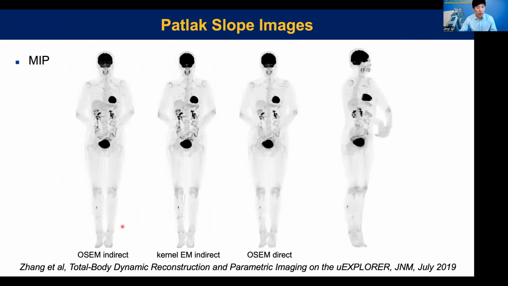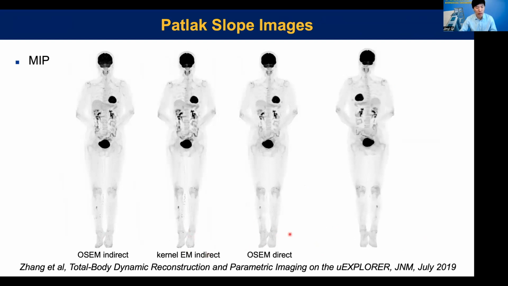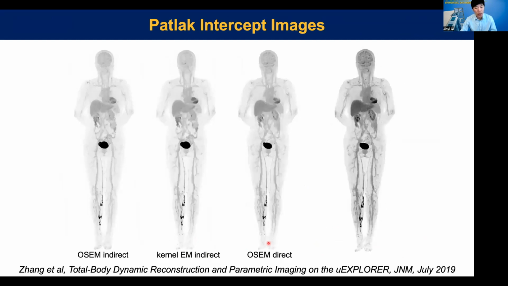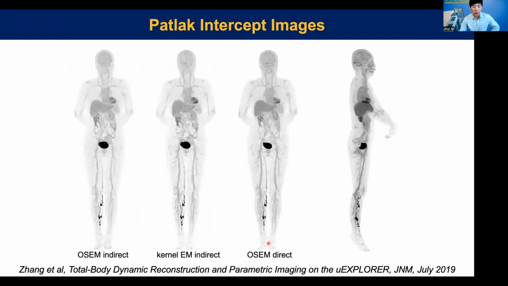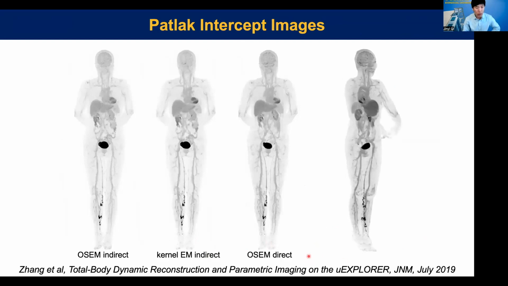We did this for the total-body PET. Here we have the kernel-regularized indirect reconstruction, and then this is an OSEM direct reconstruction for the Patlak slope image, and we also have the intercept image. Details can be found in this paper.